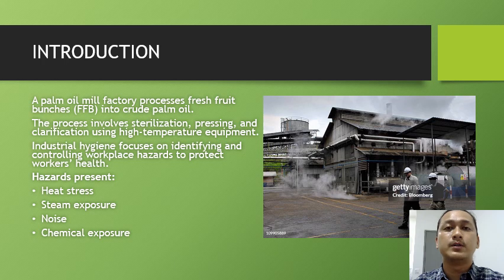So first let's go through the introduction. A palm oil mill factory processes fresh fruit bunch, also known as FFB, into crude palm oil through several stages such as sterilization, pressing, and clarification. These processes involve high temperature and steam. In industrial hygiene, we focus on identifying and controlling hazards that may affect workers' health. In this industry, common hazards include heat stress, steam exposure, noise, and chemical exposure.